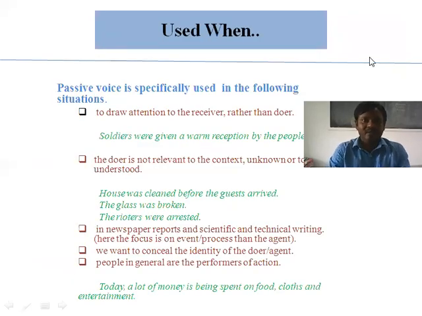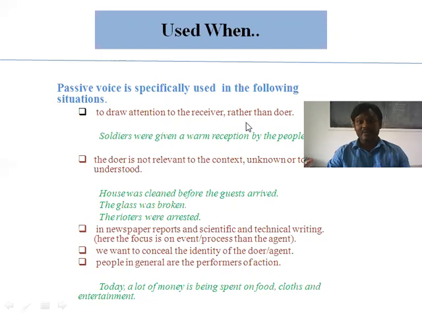Next, it is very important information that we need to know about active and passive voice. We have so far talked about the construction of a passive form, a passive sentence. Now we will look at the conditions during which we use this passive voice. The passive voice is specifically used in the following situations. What are they? The first situation is to draw the attention to the receiver rather than the doer.